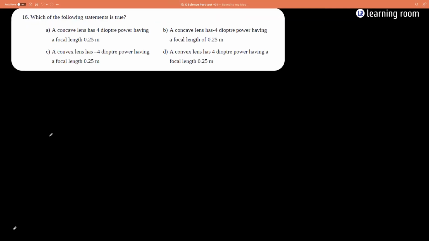Okay. What is the answer for this one? Which of the following is true? A concave lens having 4 diopter power has a focal length of 0.25 meter. Is that right?